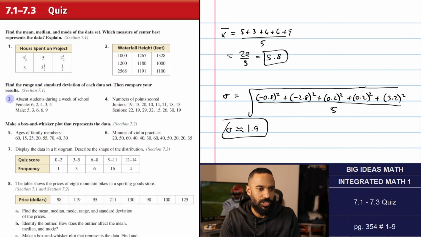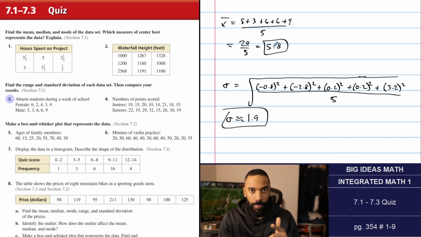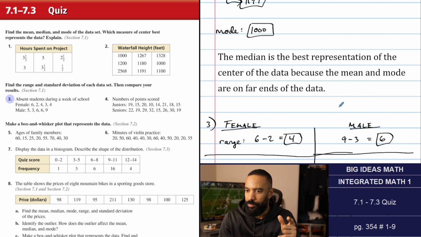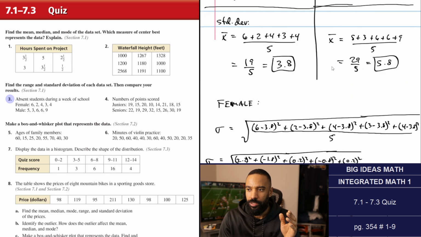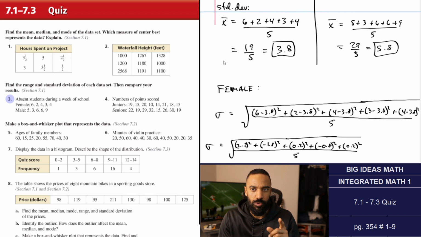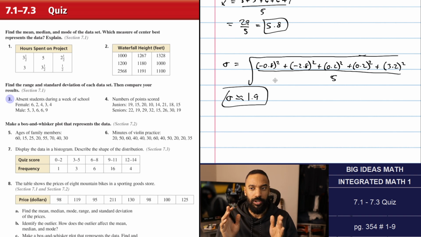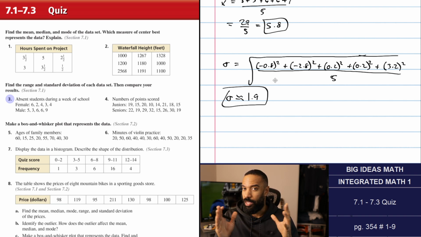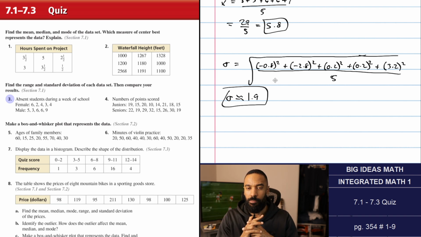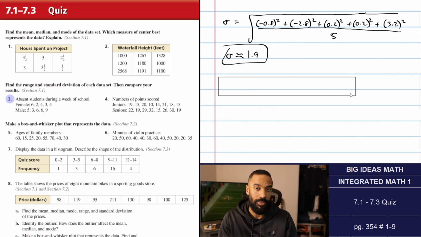Now, I don't think they asked us questions. Oh, they did. They said compare your results. So what I want to compare here is the males on average. What was the female? 3.8? So the males on average were absent more than females during the week. The female standard deviation was 1.3. The males is 1.9. The higher average doesn't necessarily have to do with a larger standard deviation, but there is more spread there. The higher the standard deviation, the more spread there is with your data. So the male absence values are more spread out. That's what our results can say.